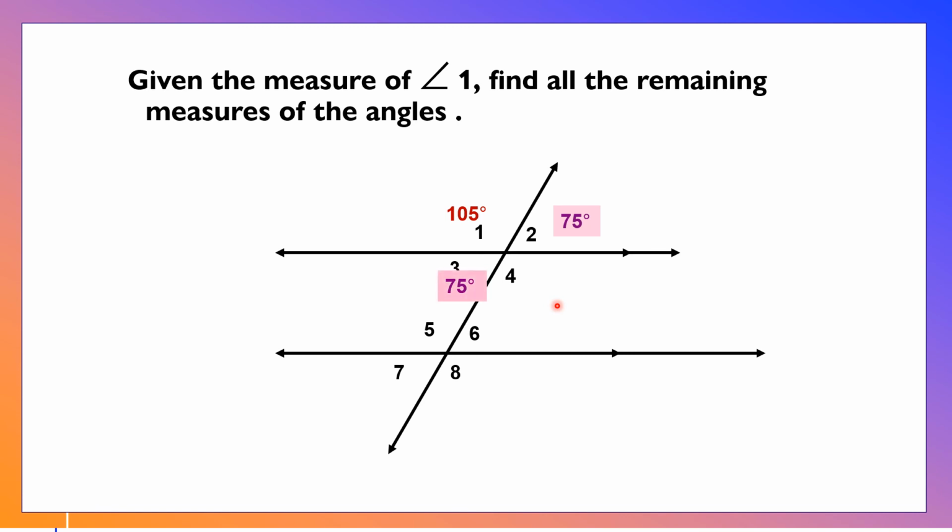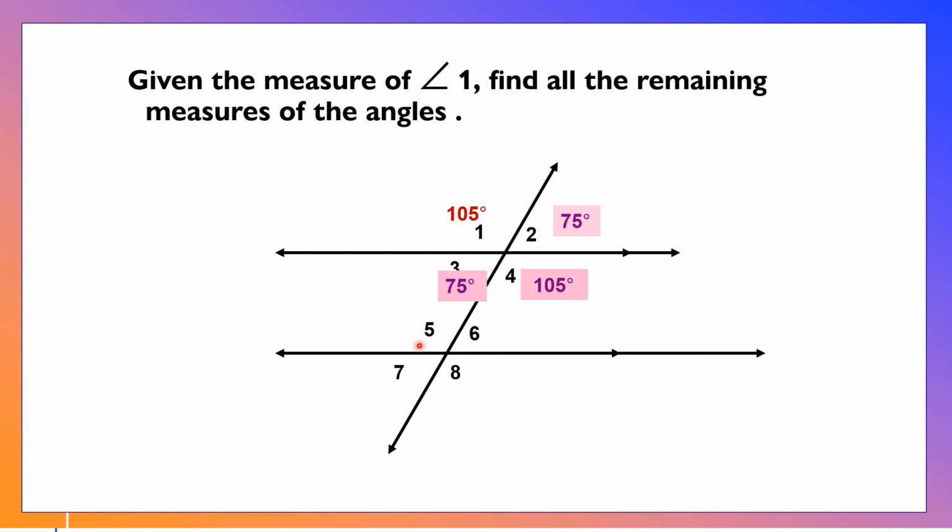Then, we have now angle 4. Since angle 1 and angle 4 are vertical angles, correct? That means angle 1 is 105 degrees, so therefore, angle 4 is also 105 degrees.